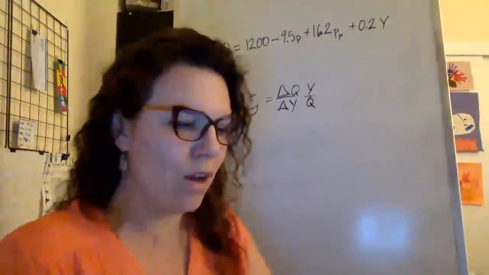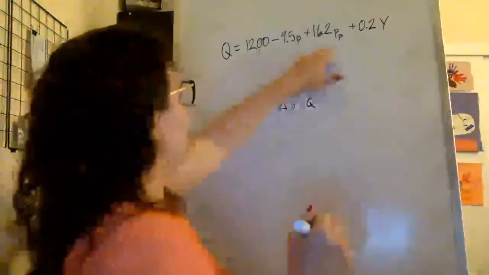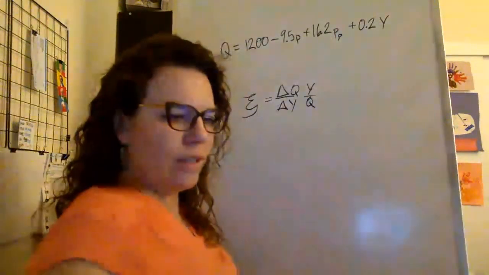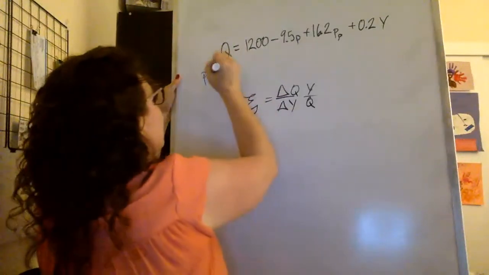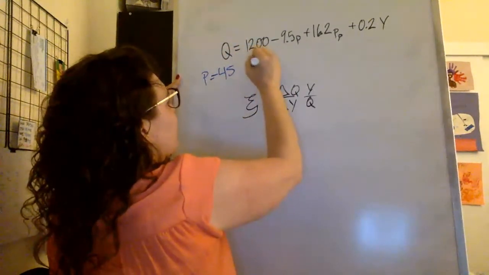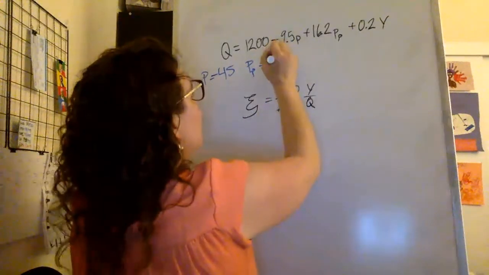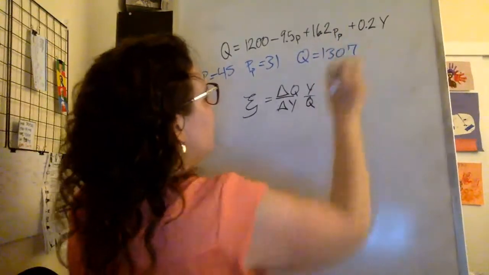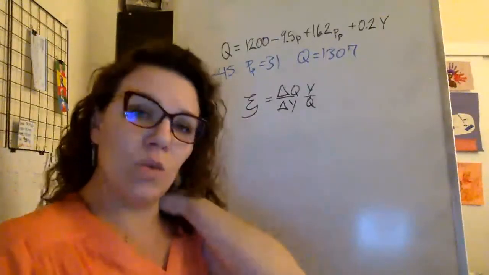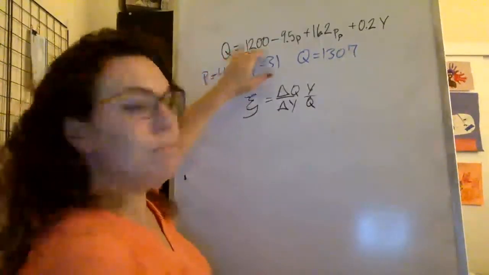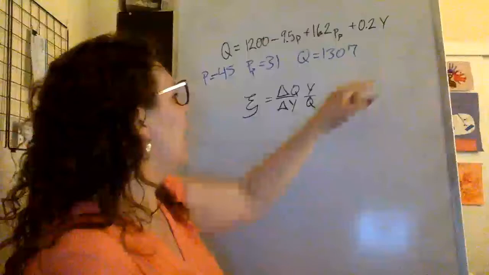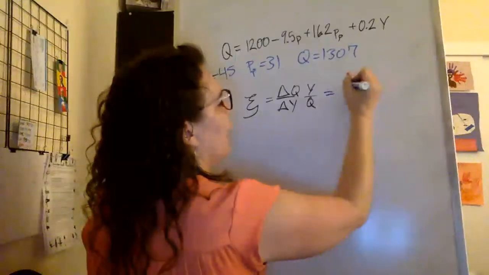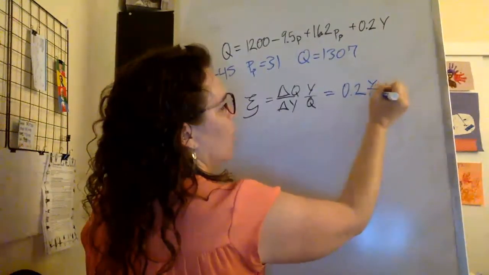Okay, so also given by the problem are some of our variables up here, right? The price of coconut oil is 45 cents. The price of palm oil is 31 cents. And then the quantity in this example is 1307. And so I can go in and insert those numbers into my demand function and then solve for y, and that's going to give me what I want, which is to solve for this income elasticity, knowing now that I have 0.2 times y over q.